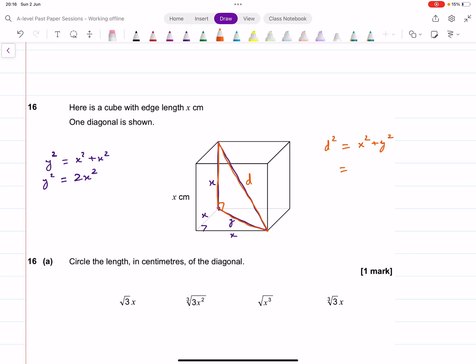And y square is 2x square. So we have x square plus 2x square, and d square equals 3x square. D equals under root 3 times x. And that's your final answer. That's basically the first one. Okay, this is the actual answer.